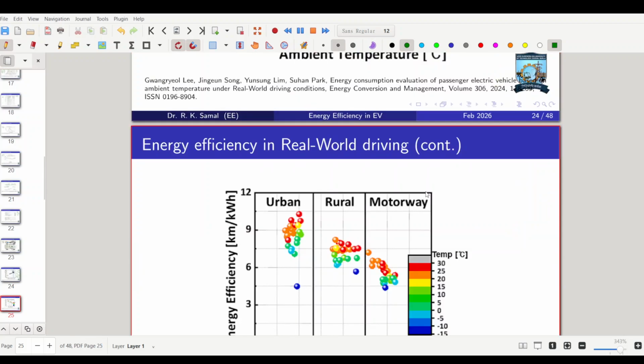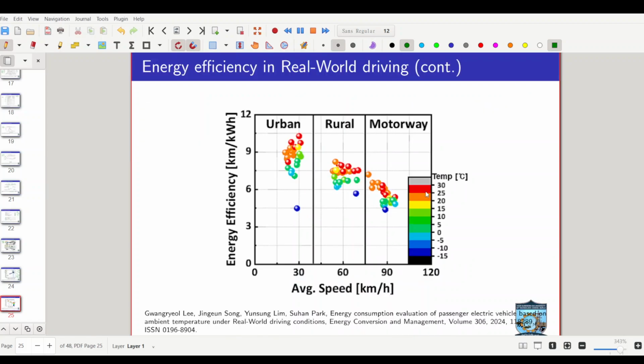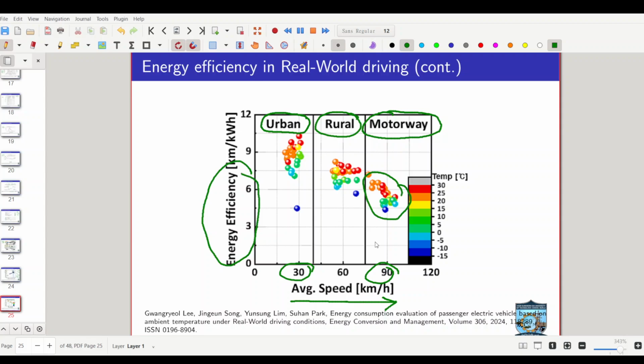Then under different environments, we have urban, rural and highway. In this case, the average speed increases, of course, when we go towards the motorway, and in the urban the average speed is less, from 30 kmph to 90 kmph. Now energy efficiency reduces as we move towards the motorway because the speed generally increases.